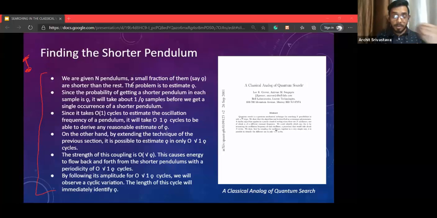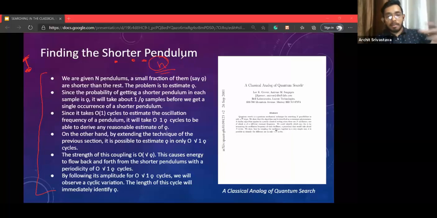Initially we were given the n pendulums, and now, talking a bit more generally, say out of the n pendulums present, we have suppose q pendulums which belong to the shorter pendulum region.